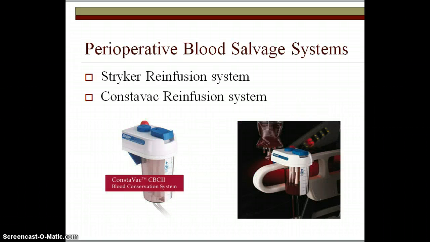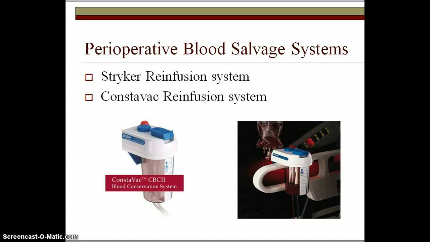When we look at the blood salvage systems, they are for the person that goes to surgery for a total hip or total knee, comes back, and the Stryker or Constavac reinfusion systems then give them their own blood back. With the Stryker, it's their own blood, so there's very little chance of reaction. We run the blood in very quickly because of that low risk for reaction, and it's only done after surgery.